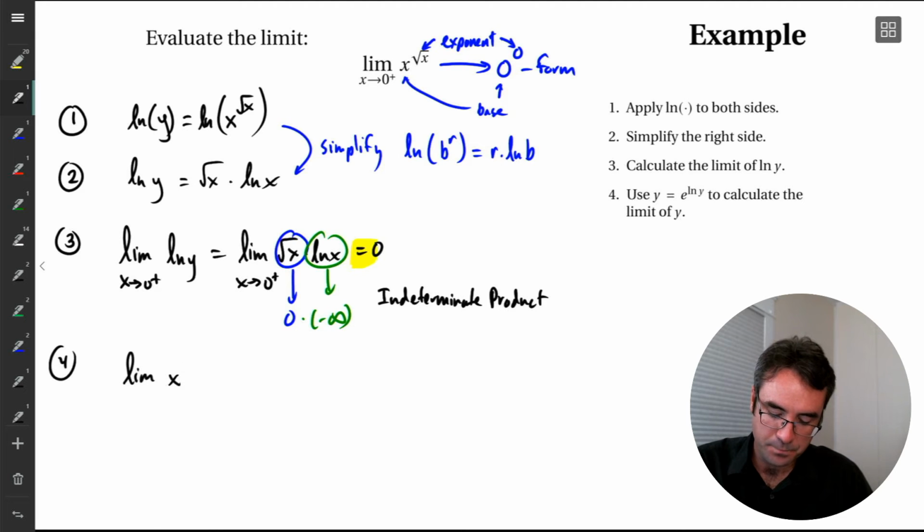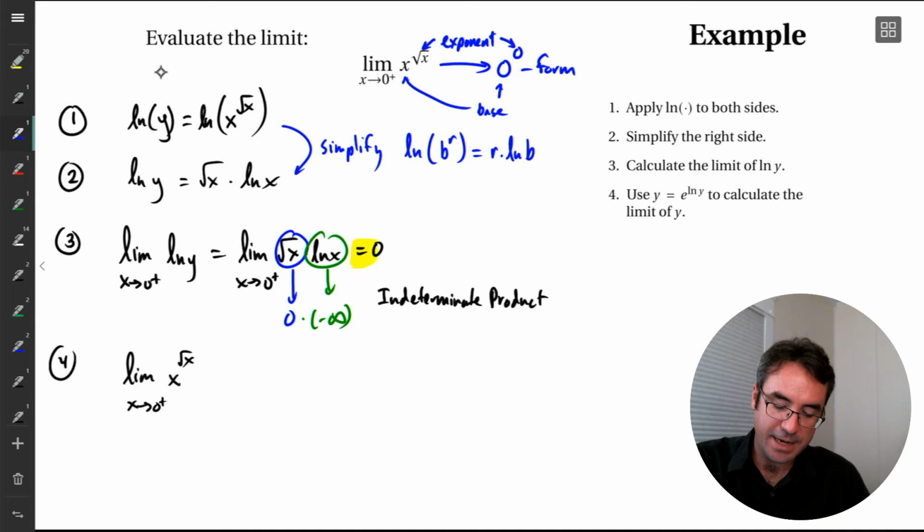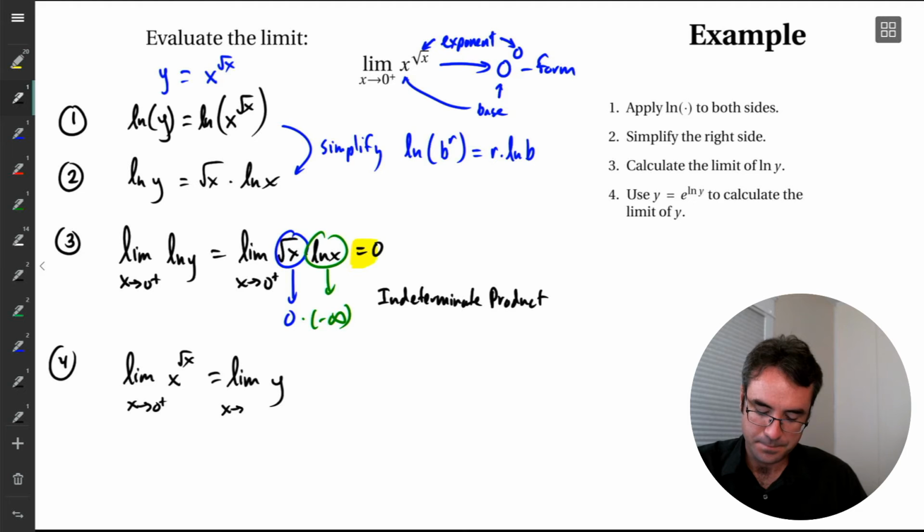Let's see how. So we're going to do the limit of x raised to the square root x as x approaches 0 from the right. That's really what we're interested in. And if we remember back, we originally said, let y equal x raised to the square root x, and then we applied natural log to both sides. So this x raised to the square root x, that's just y. And now we use that trick, that y is also equal to e raised to the natural log of y.